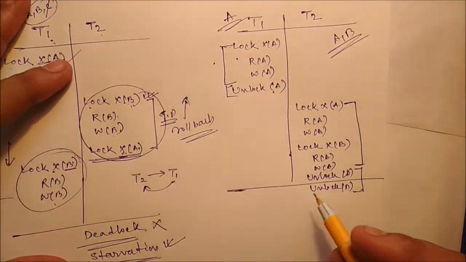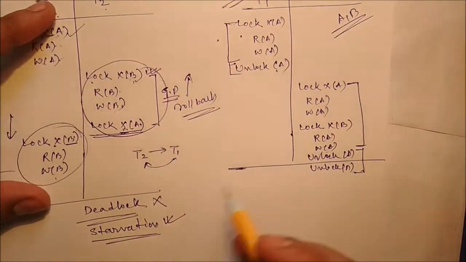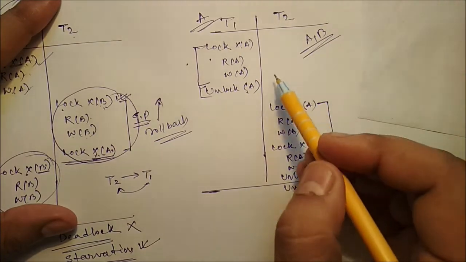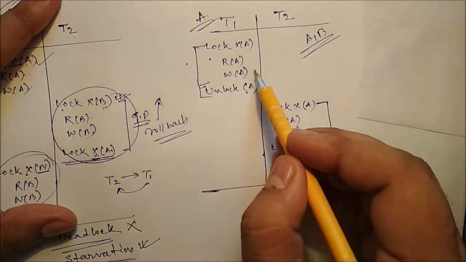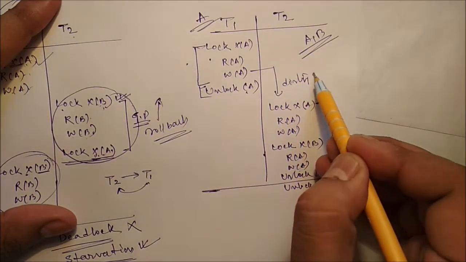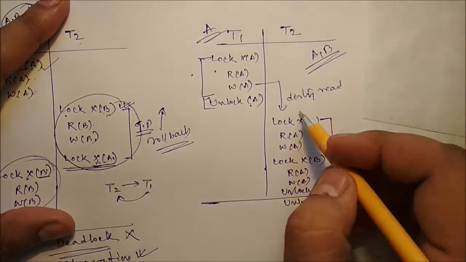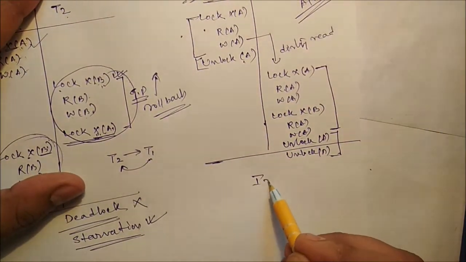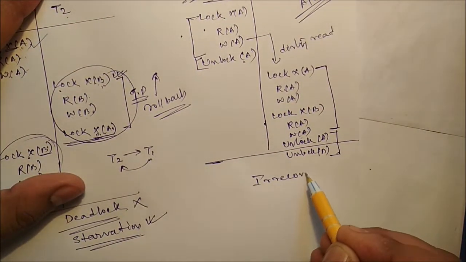But one more problem is there, like starvation. See here, dirty read is there. You can see reading data from T1. So the dirty read is there. That means it is irrecoverable.